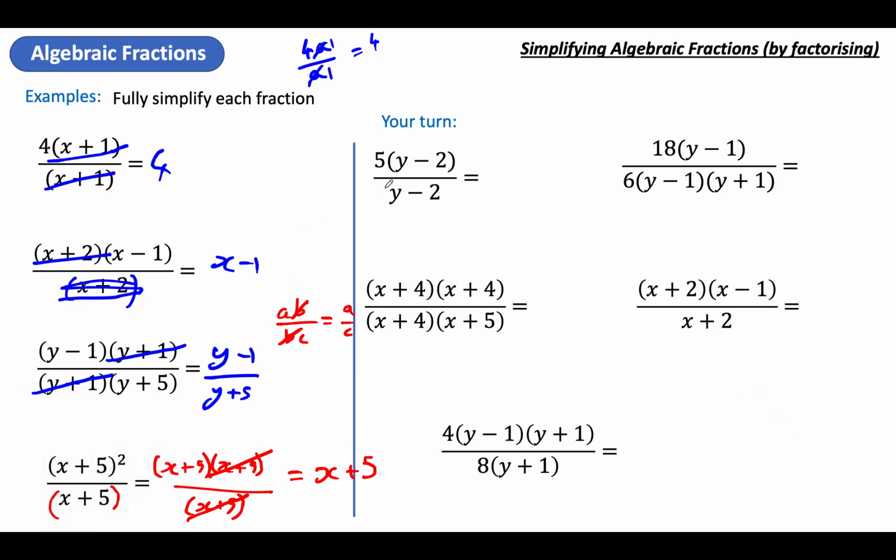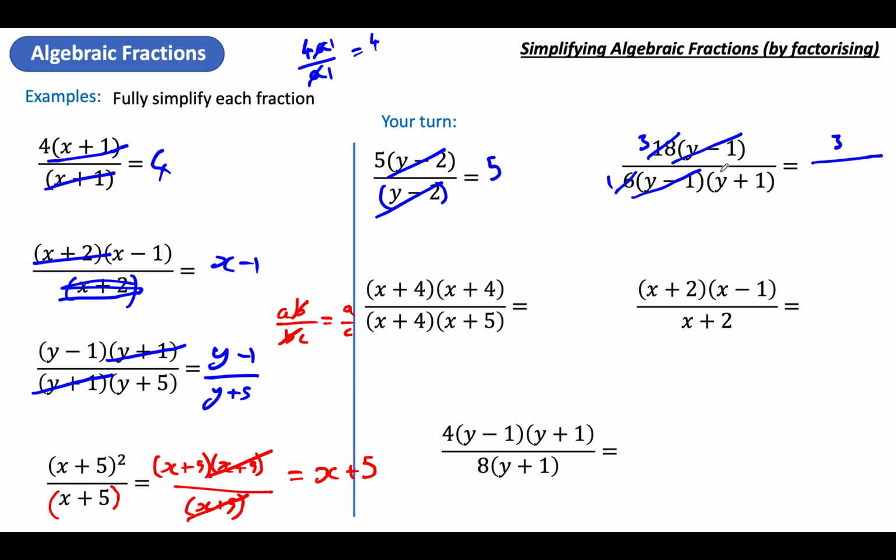Like now. Well, y minus 2 is on top and underneath. They cancel each other out to leave 5. This one. Okay, let's do the numbers first, actually, because the numbers will divide as well. So 18 and 6 both divide by 6. 3 6s in 18, and there's 1 6 in 6. But also, this bracket will cancel out this bracket. So I've now got 3 on its own on top.